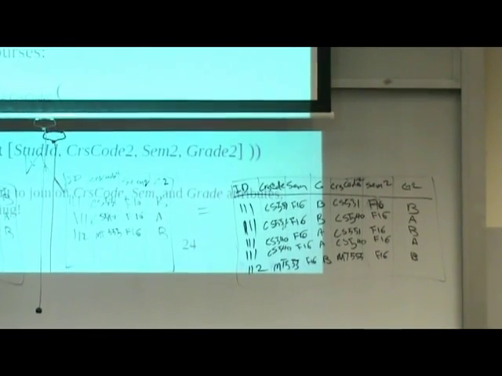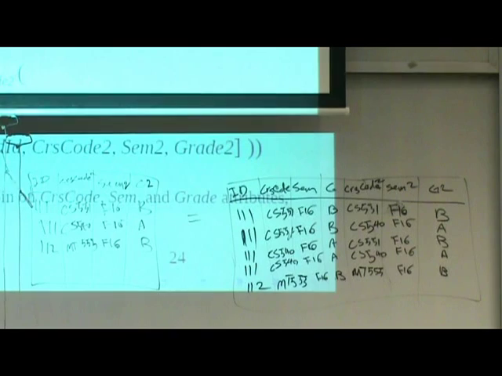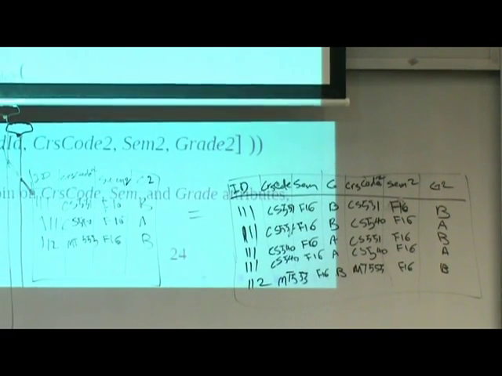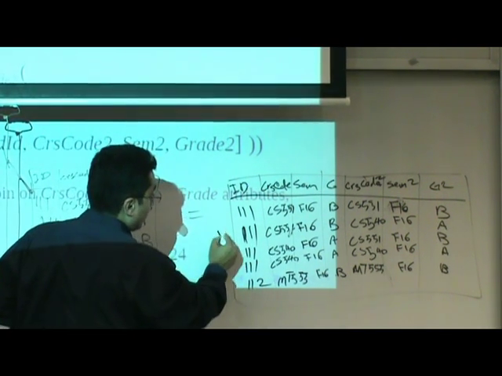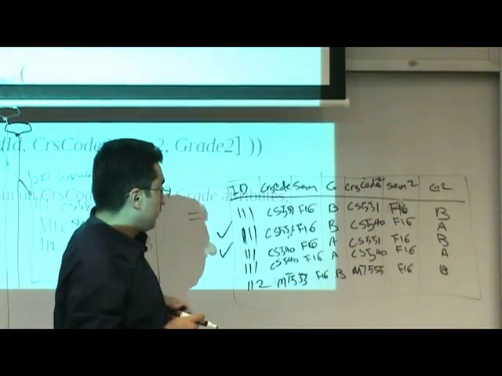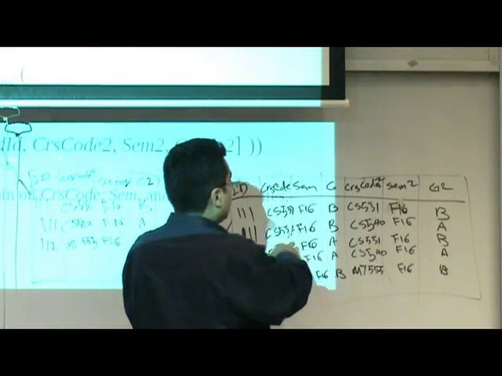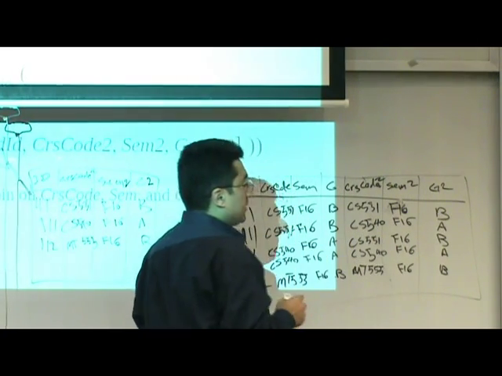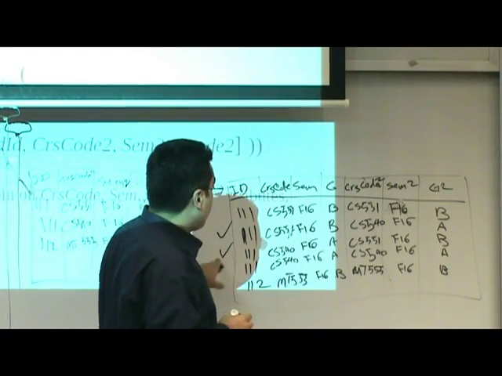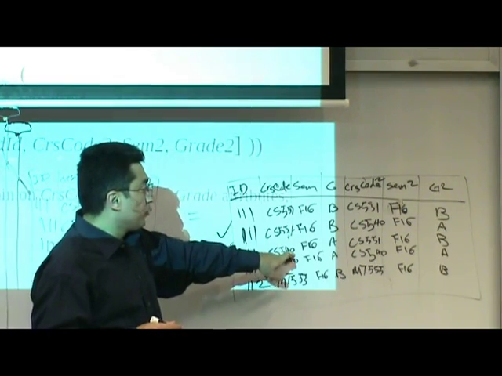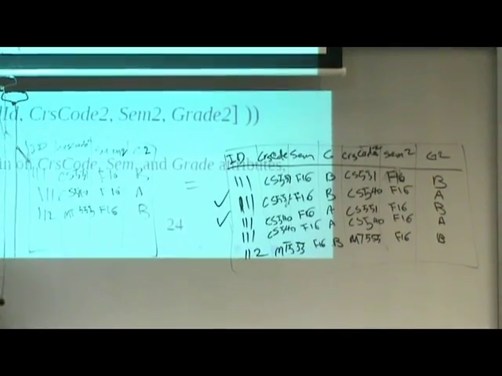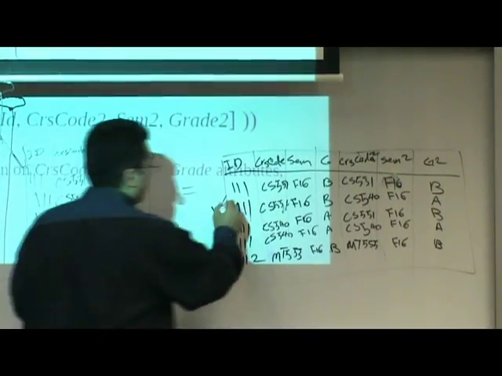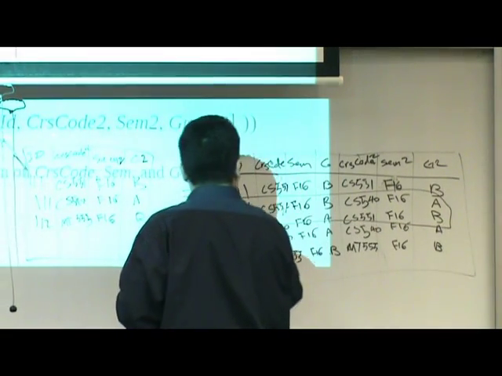In the result of this natural join, if you want to select rows where course code 1 and course code 2 are different, which rows should be selected? The second one and the third one, right? When course code 1 is CS 551, course code 2 is CS 540. And the third one, when course code 1 is CS 540 and course code 2 is CS 551. These two rows will be selected. Now the result will be here.